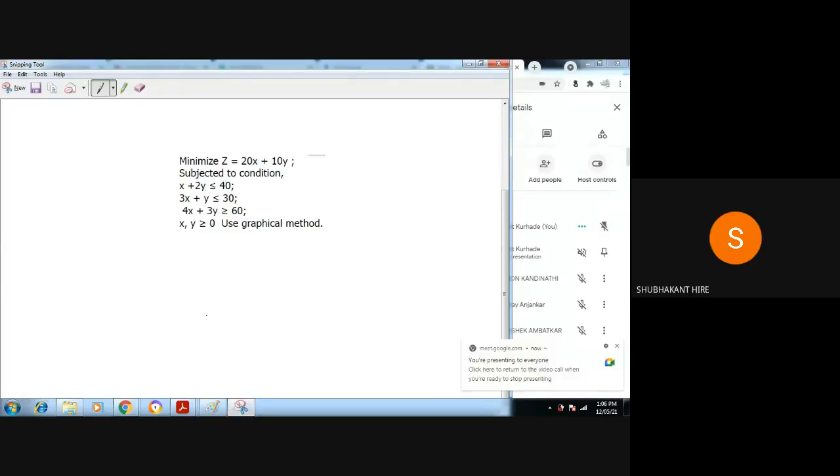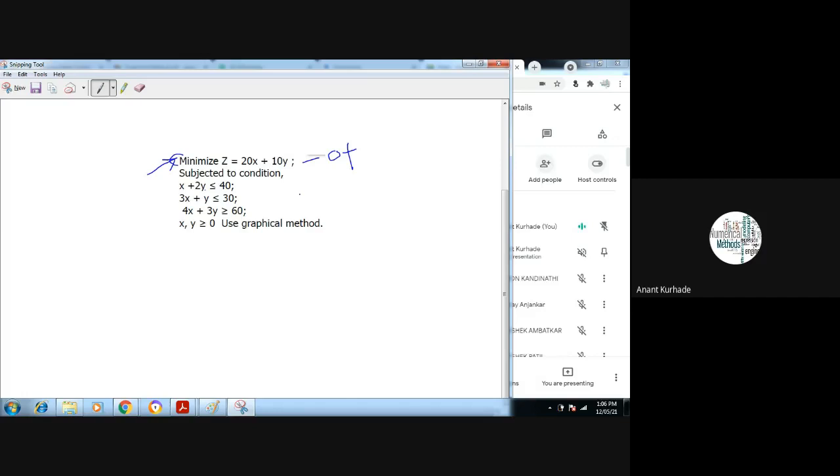Now see what is given in this problem. The first line indicates: minimize z is equal to 20x plus 10y. So this is actually the standard form. The first line denotes the objective function. Then, if you go to the next, subject to conditions. Conditions mean these are the limitations.